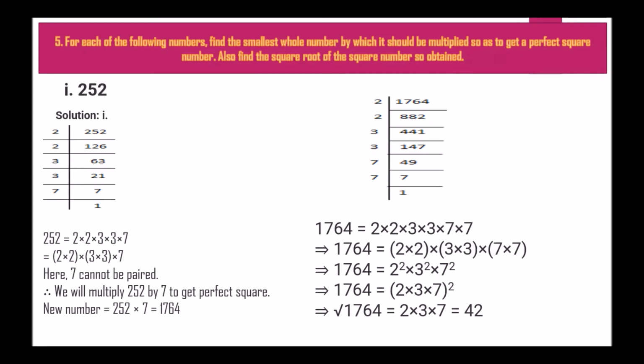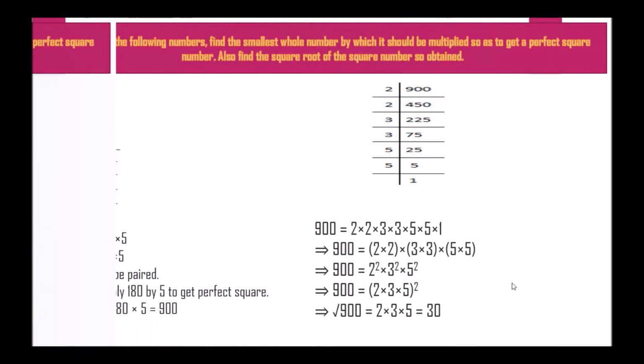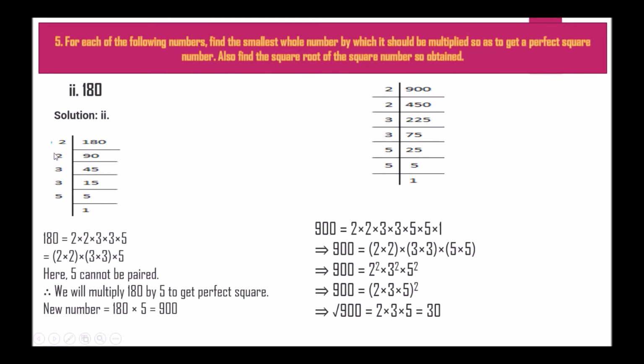So we will get 1764. So 1764 is a square of 42. Next, 180. By prime factorization, we can find that 2 into 2 into 3 into 3 into 5. 5 cannot be paired. So we will multiply 180 with 5. So we will get 900. If we find the square root of 900, that is 30.